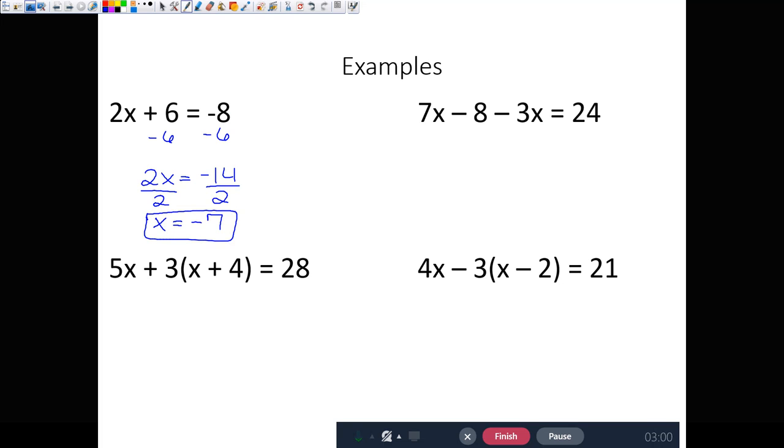Okay, looking at our next problem. Do I have parentheses to distribute a number for them? First, this one. No. Do I have fractions? No. Do I have like terms? Yes. I have 7x minus 3x. What? 4x.